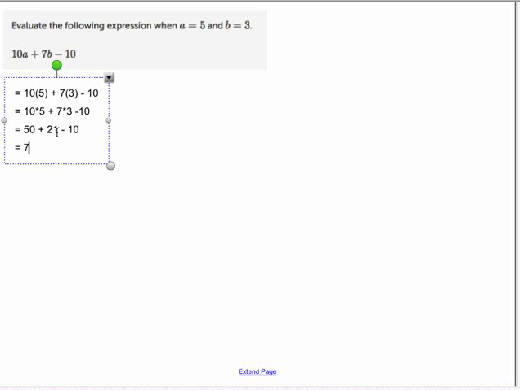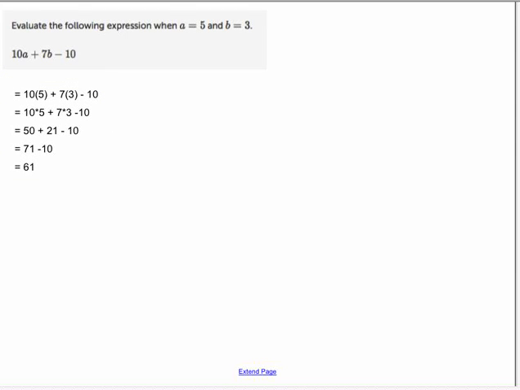Then you've got 50 plus 21, which is 71, then minus 10, which then finally equals 71 minus 10 is 61. So that's for that type of question.